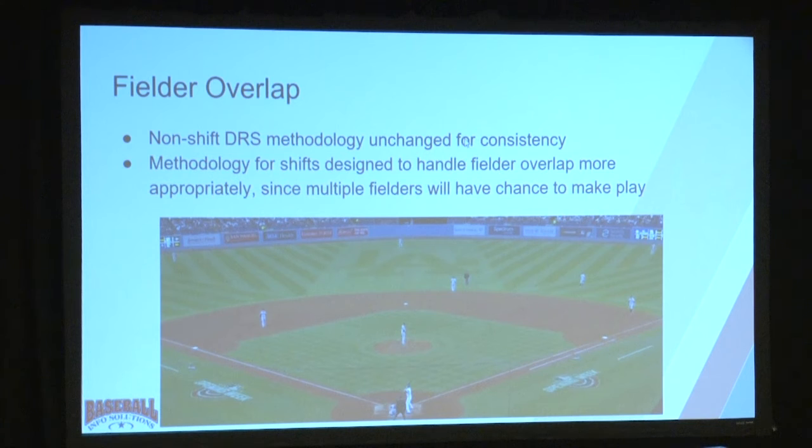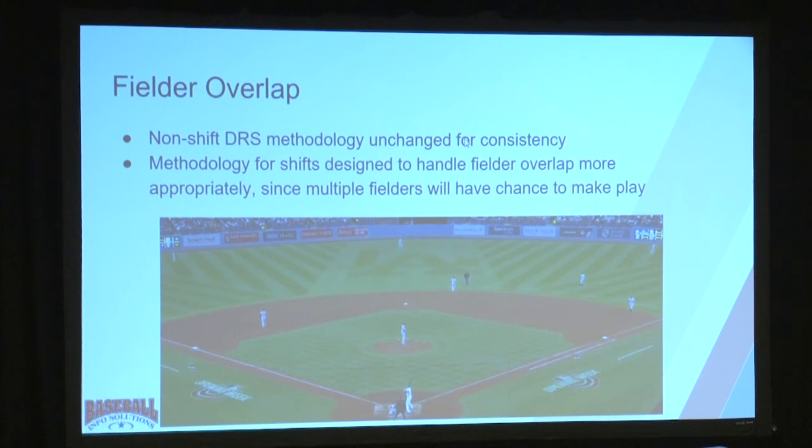So here's where it gets a little confusing. We're not going to get too deep into it, but we did want to talk a little bit about the way we handle fielder overlap, and specifically on shifted plays. On unshifted plays, we kept the methodology for DRS very similar to the way we formerly did it, except that we split up the components. So if you were to find a player's new range runs saved on a play and add back in positioning, it would be very close to the same number that it used to be.